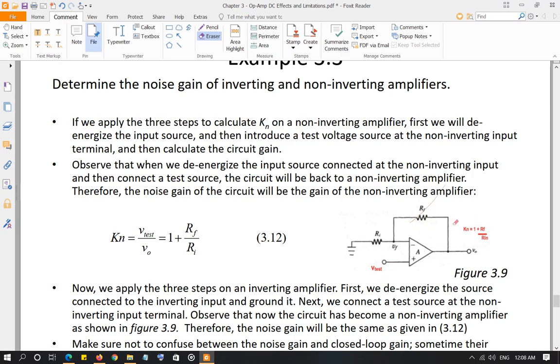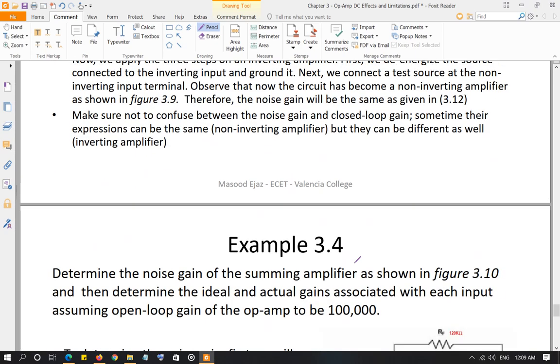Since the circuit is not going to change, if you calculate V out over V test, we already know the gain of the non-inverting amplifier is 1 plus RF over RI. So the noise gain for the non-inverting amplifier will be the same as the ideal gain equation, which is 1 plus RF over RI. That's how you calculate it for the non-inverting amplifier. What about the inverting amplifier?